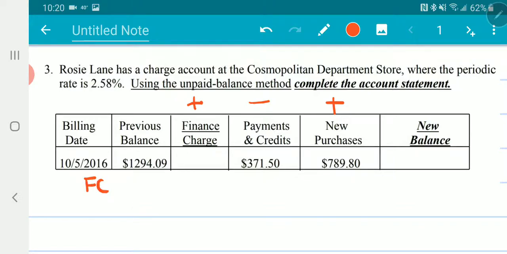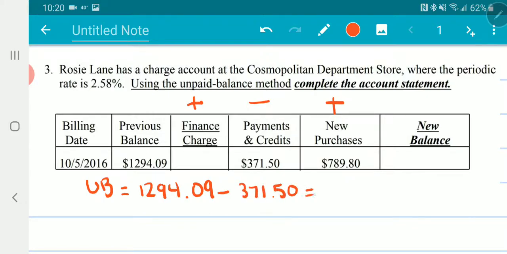before I can do that, I need to actually find my unpaid balance. My unpaid balance is just going to equal my previous balance of $1294.09, take away my payments and credits, $371.50. When I plug that into my calculator, I'm going to get an unpaid balance of $922.59. Now I can find my finance charge.